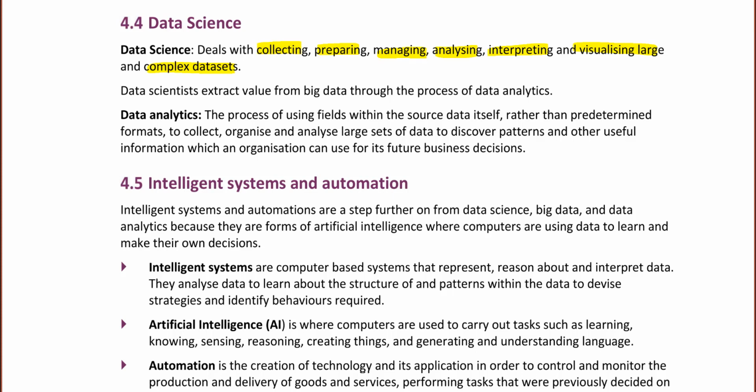So our data scientists use a process called data analytics to extract value from the data to turn it into something useful. Now, data analytics is the process of using fields within the source data itself to collect, organise and analyse large sets of data. What they're trying to do when they look at this data is look for the patterns within the data and extract any other useful information which they can use to help them make their decisions. So what they can then do with this data is sort it into a more user-friendly format, perhaps by using a bar chart or a pie chart, and display this information visually.